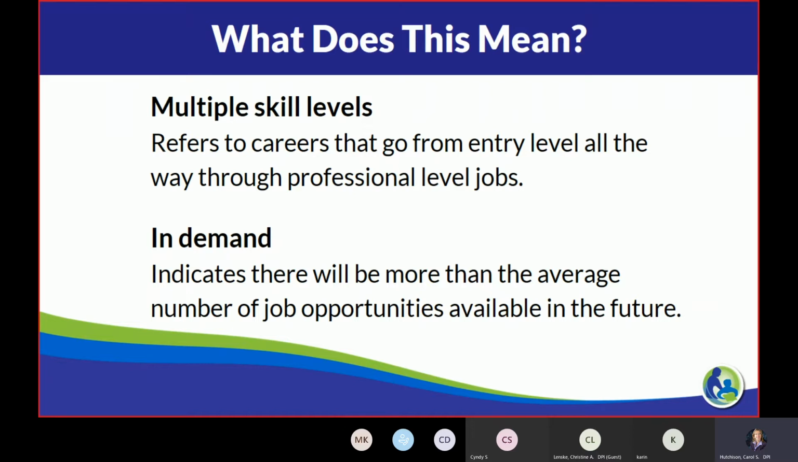When we talk about multiple skill levels, we mean careers that span entry-level jobs all the way through professional level jobs. Because it's not enough to build an entire pathway in your district if the only jobs available to your students will be low-paying, low-skill, or entry-level. You want to have lots of opportunities for them to advance in their career as well. When we talk about in demand, we essentially mean there'll be more than the average amount of job opportunities available in the future.